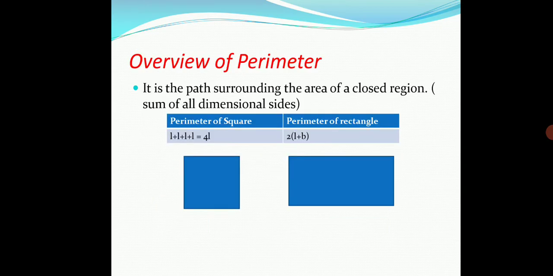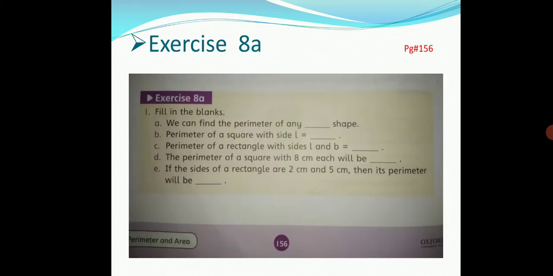Now perimeter. We can find the perimeter of two shapes, a square and a rectangle. The perimeter of a square is 4L, which means we add the four sides of the square. The perimeter of a rectangle is 2 into L plus B. Basically, it is the path surrounding a closed region, that is the sum of all the dimensional sides of a shape. We can find it with these two formulas.